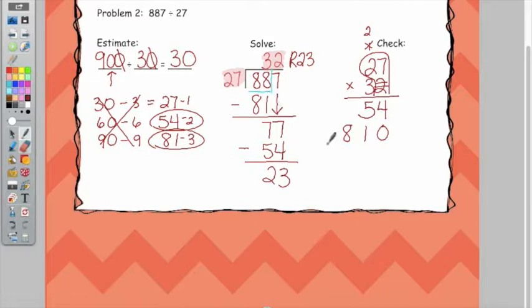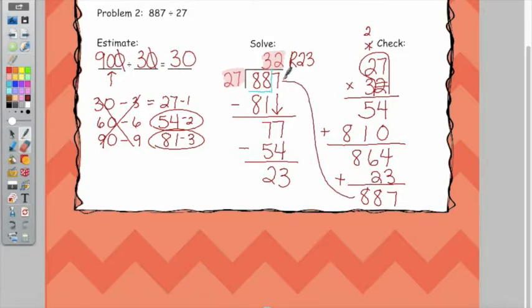All right, so now add. Now what do I do? Add your 23. Add my 23. Did I start with 887 for my dividends? Okay, how you doing? Good.